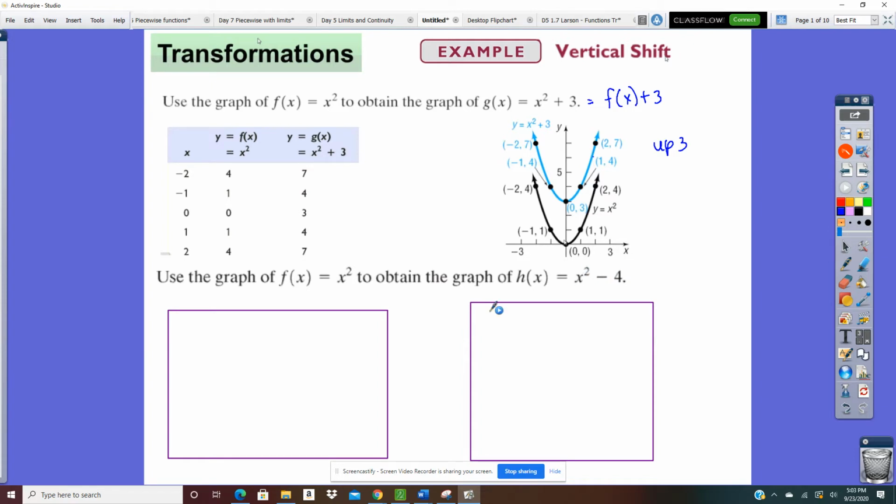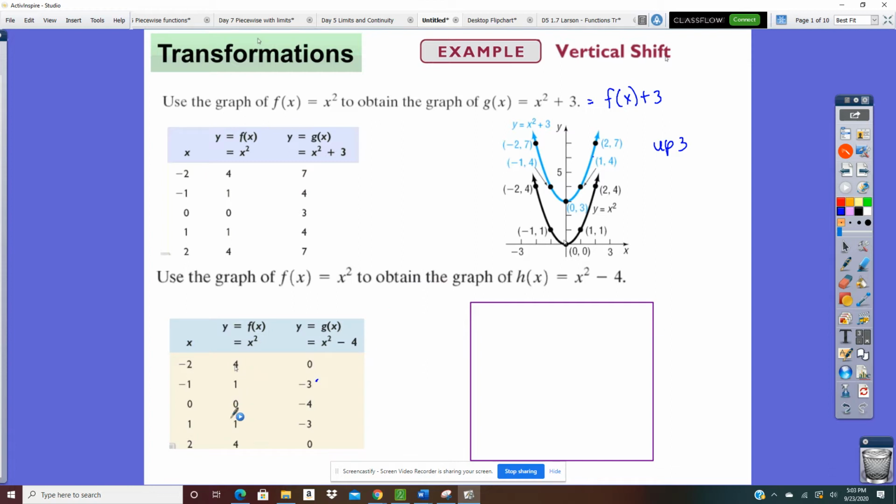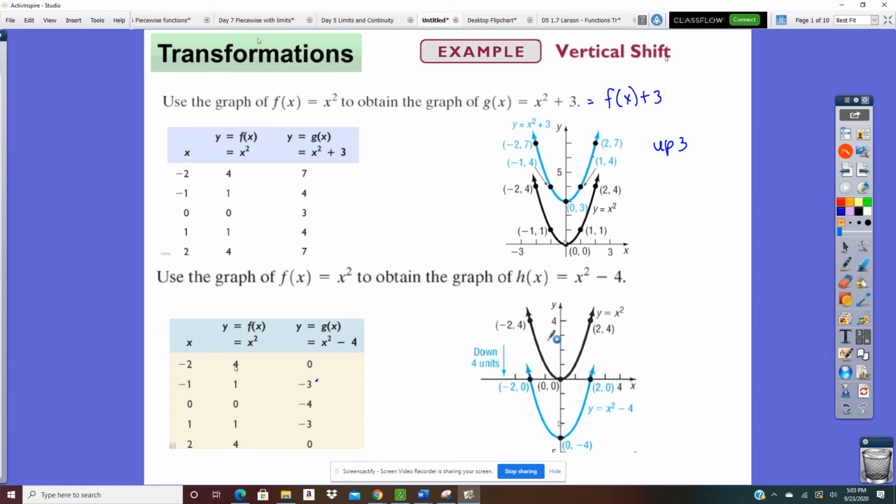If I have x squared minus 4, I'm going to take my original function values of my parabola, my parent function, and I'm going to subtract 4 from those values. And you can see what my new y values are. And on the graph, you can see that it has taken all my y values. Now I'm not moving anything with the x and just moving it down 4. So this is the graph of the parent function that has been shifted down 4 or translated down 4.